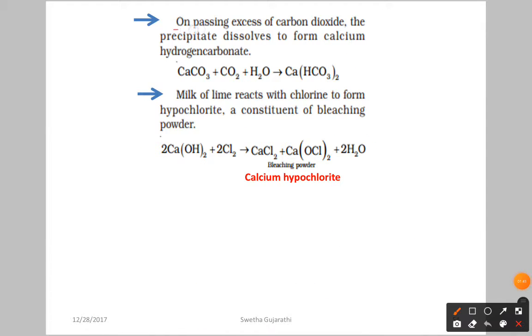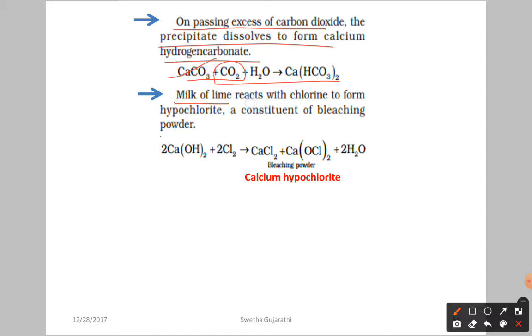Let us see the equation. Here, on passing excess carbon dioxide, the precipitate dissolves to form calcium hydrogen carbonate, nothing but calcium bicarbonate. So for calcium carbonate, if you add excess CO2, you are going to get calcium bicarbonate.